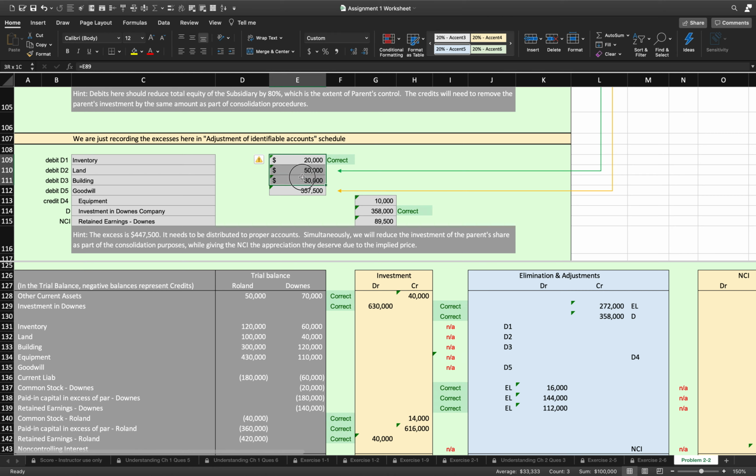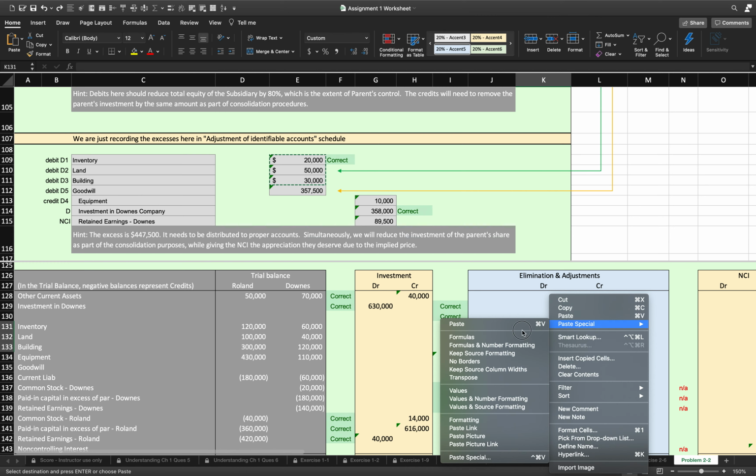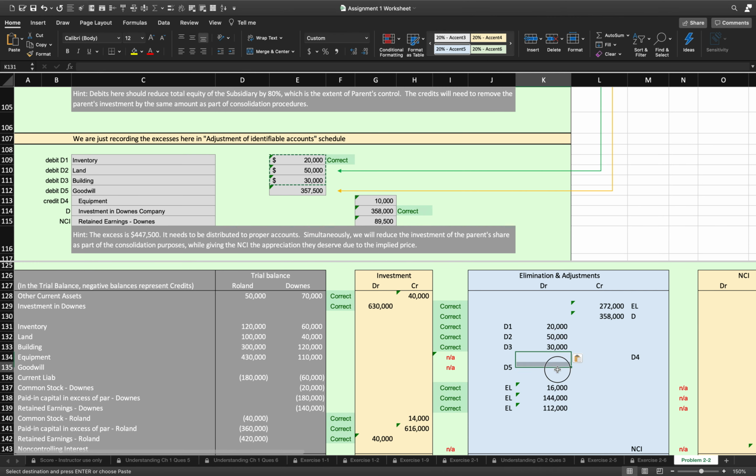And again, it's pretty straightforward here. So I'm going to copy those items. Brilliant. And we just want to copy the values. There we go. Right. And so now we've dealt with those three items.